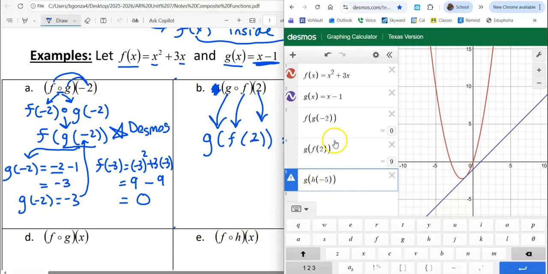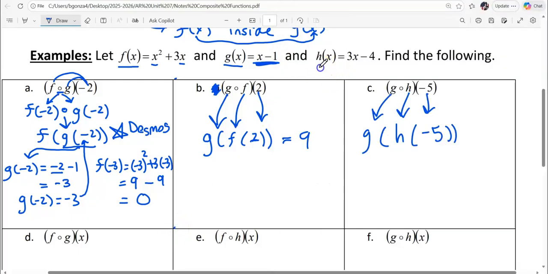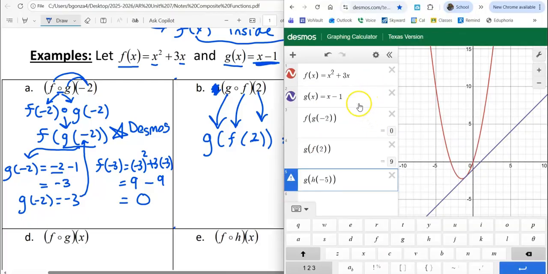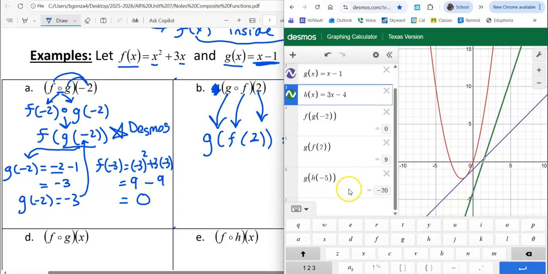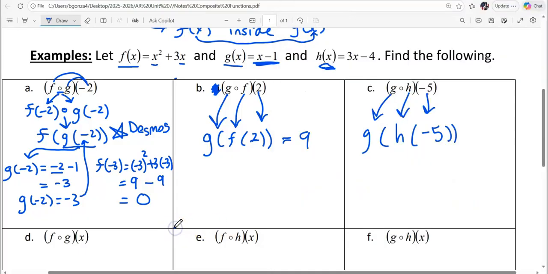It's not working because, do you see how I don't have an h function? Look up here. There's a third function you've got to type in. Don't forget to type in your functions or it won't work, right? 3x minus 4. Let's type that in up in here. Now look at that. Negative 20. Sheesh.